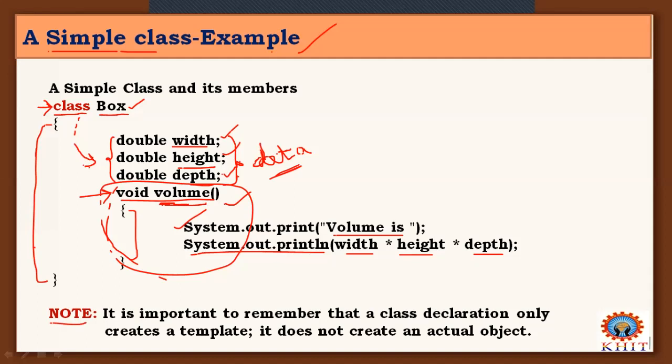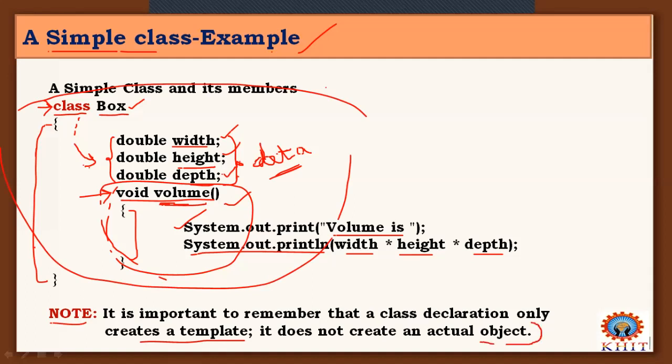See the note here. It is important to remember that a class declaration only creates a template and does not create any actual object. It does not mean creating objects. Declaring a class means that we are creating a template for a box, but we are not creating any object of the class Box right now. We will see that in the next topic.